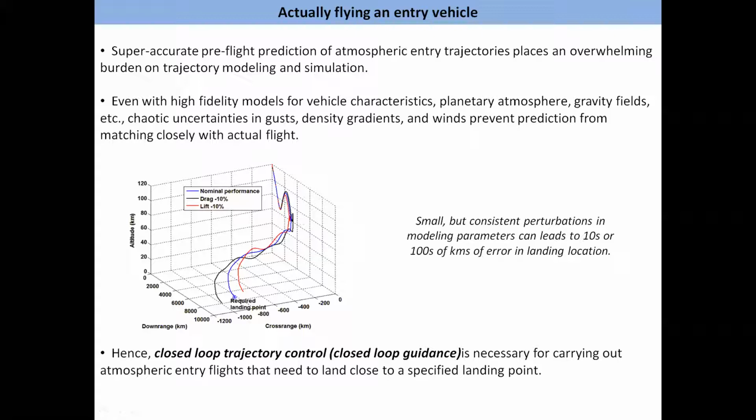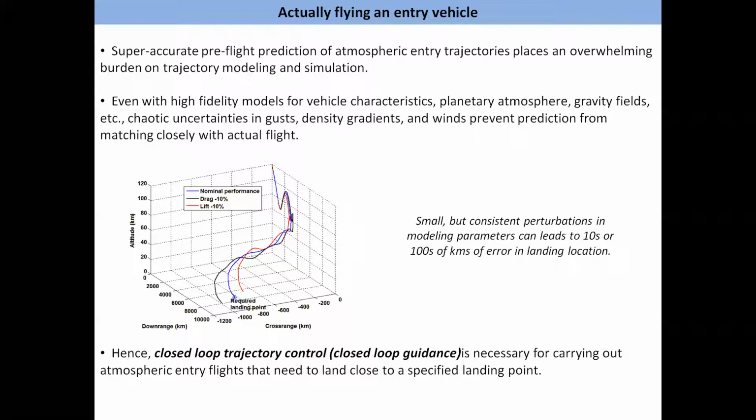Okay, now coming to the part where you actually fly an entry vehicle. So we have to state this. Super accurate pre-flight prediction of an atmospheric entry trajectory places an overwhelming burden on trajectory modeling and simulation. This is because, even if you have very high fidelity models for your vehicle characteristics, say you know that your vehicle's lift and drag are going to be so and so at so and so altitude and Mach number, if you know that very accurately, you know the planetary atmospheric characteristics very accurately, suppose you model your gravity fields very accurately, very high order models you are using, suppose.